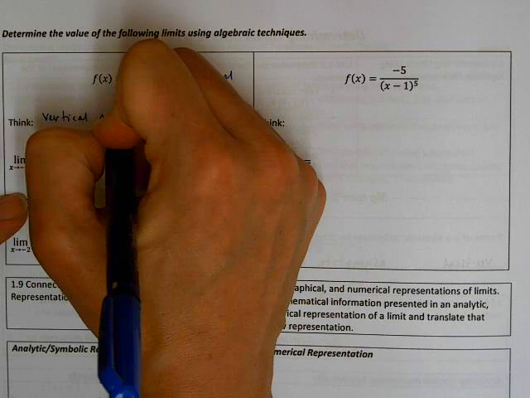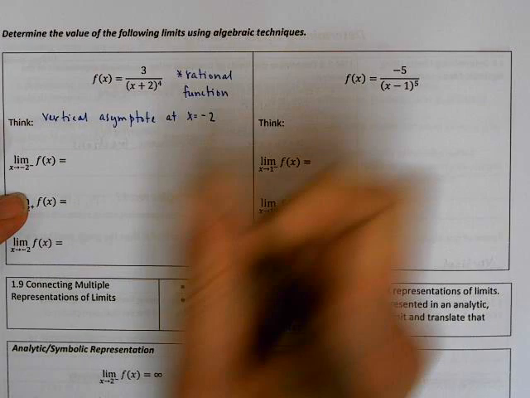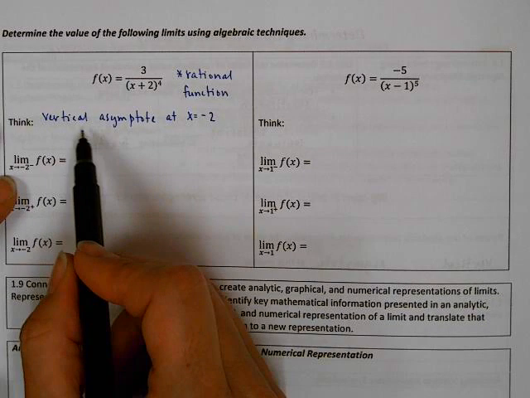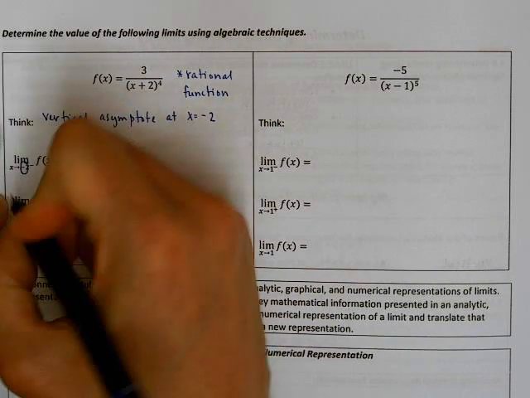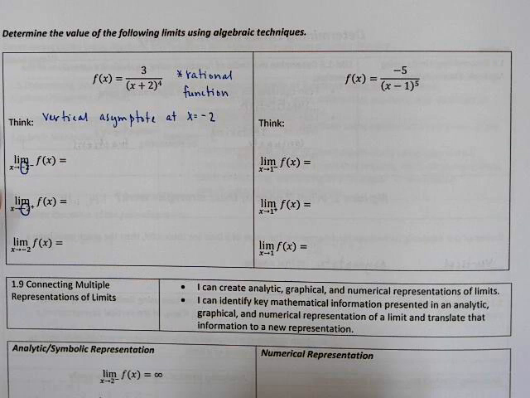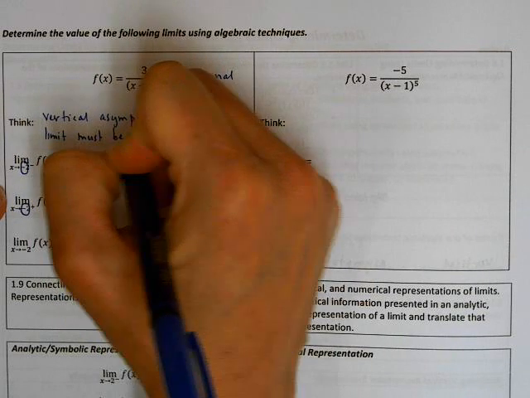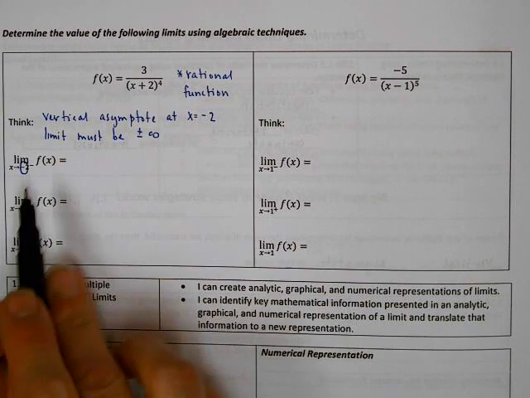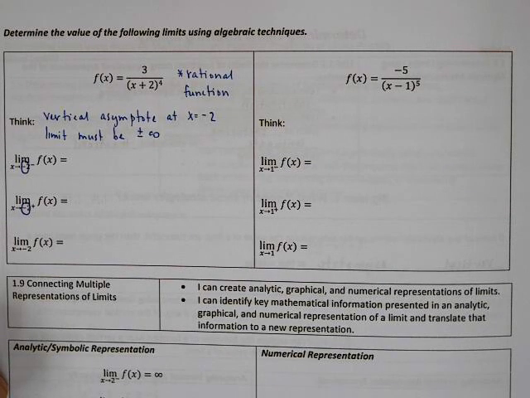I know there's a vertical asymptote at x equals -2, because if I were to substitute -2 into here, I would get 0. Once I know there's a vertical asymptote at -2, and I see that's where I'm evaluating my limit, I know my limit must be either positive or negative infinity, because I have a vertical asymptote and that's the same value where I'm evaluating the limit. And so we're going to use that information to just do a little kind of algebraic analysis.